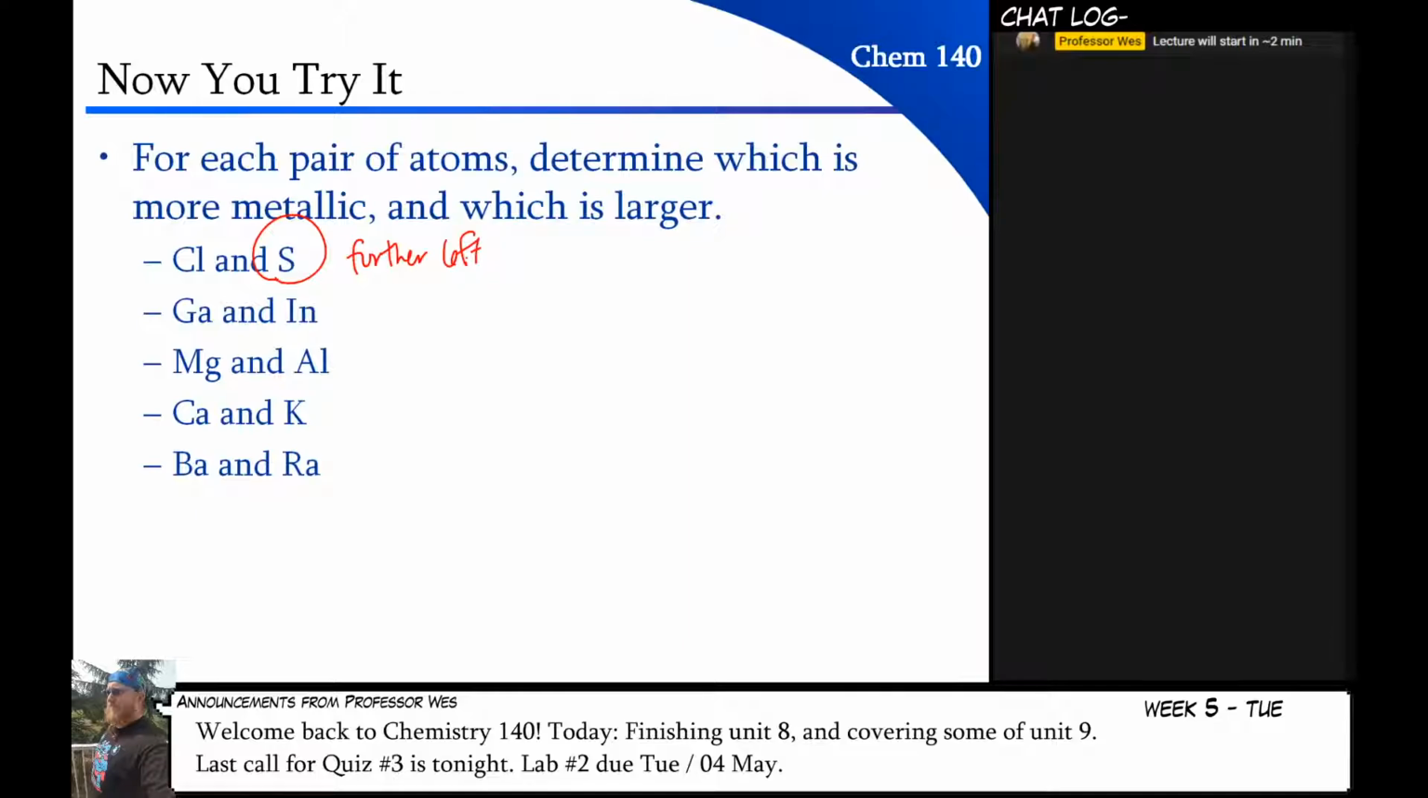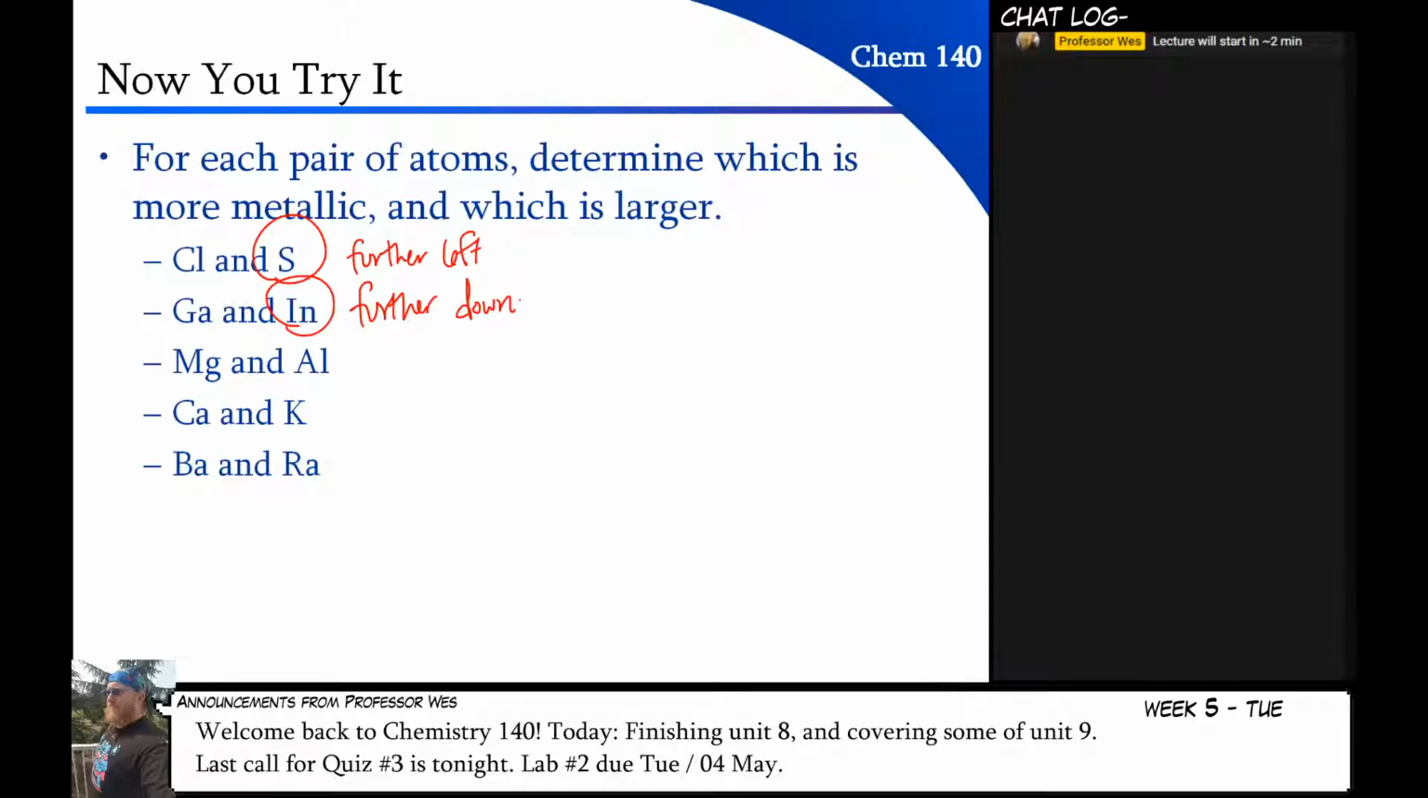How about gallium and indium? Well, they're the same left-right coordinate. They're in the same group, which is 13, actually. But indium is further down, so it's going to be the larger of the two atoms.